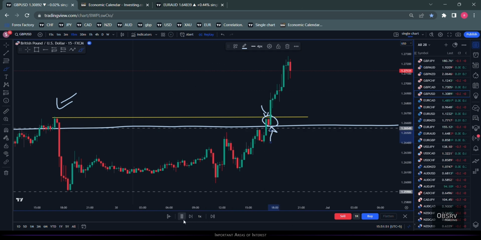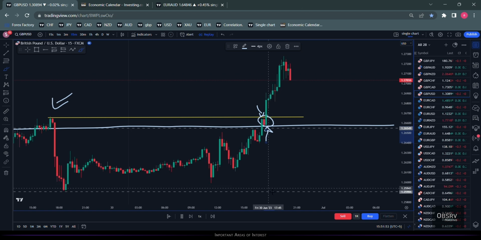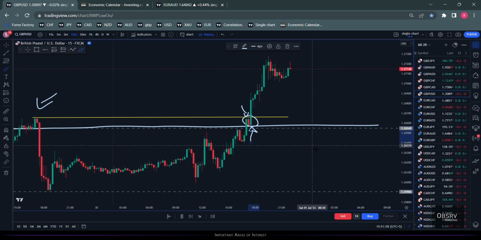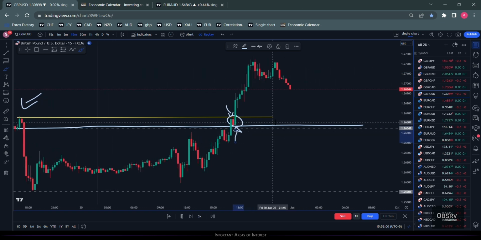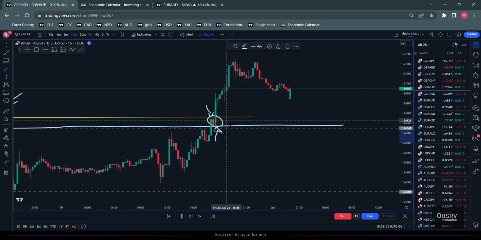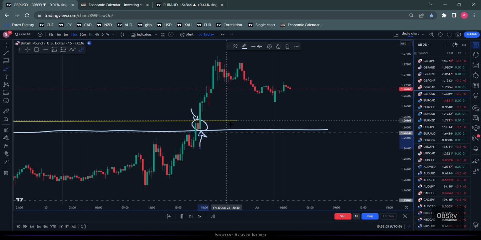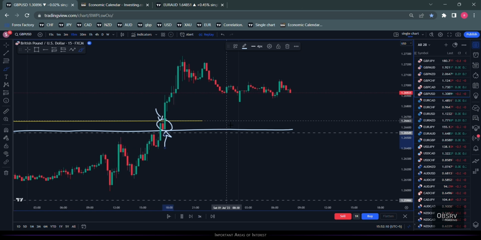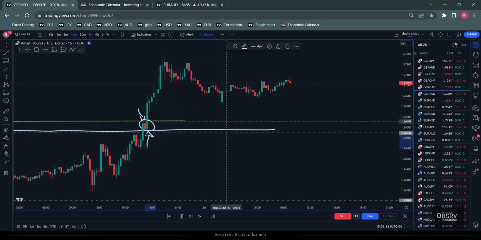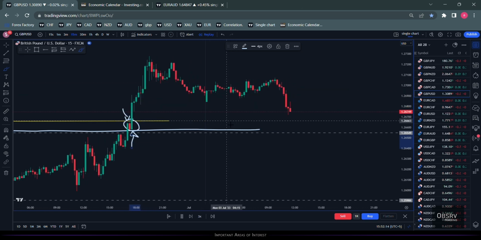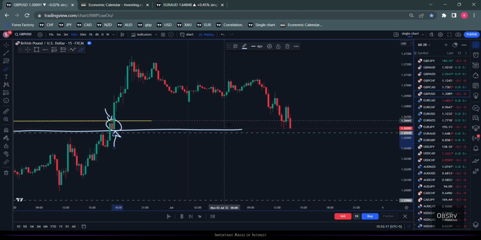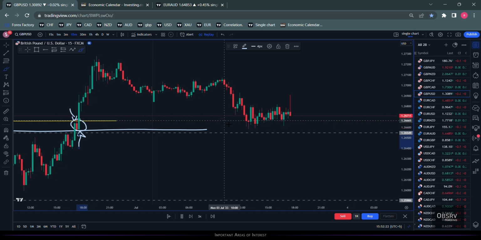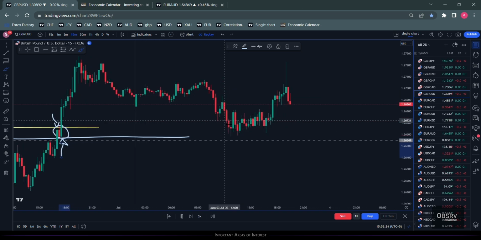Now, let me play it forward for you. Okay, let's see what happens now. Let's quicken it up. Come on down, come on down. The price is going to come down exactly to the same area and then react. Okay, come on, come on. There we go. And there we go. So the buys take over, right?